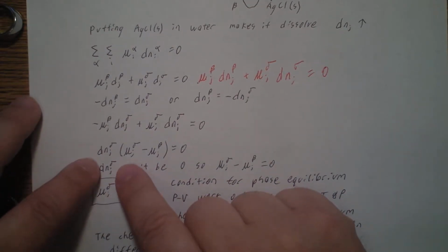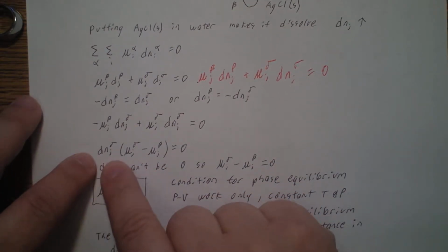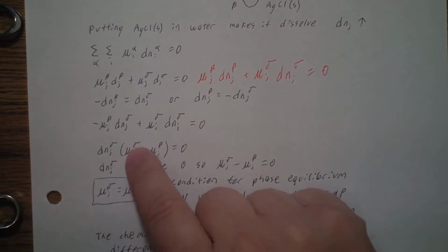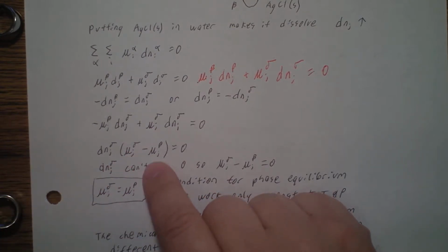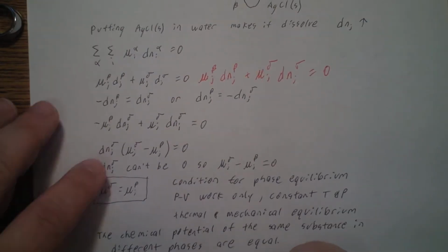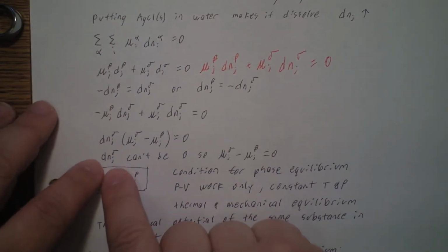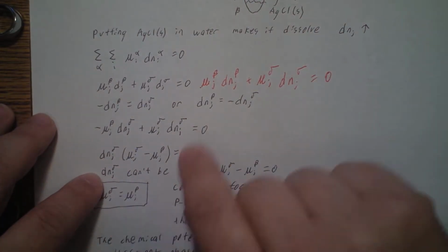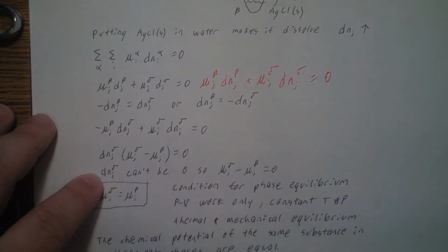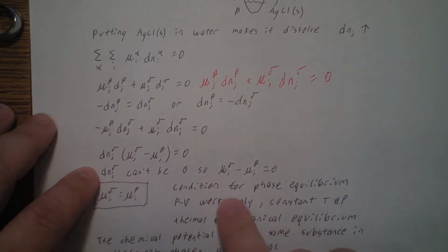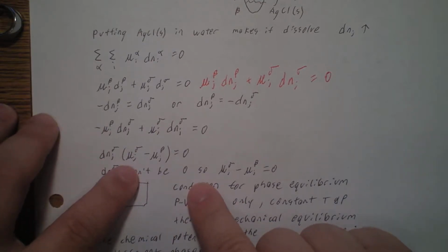So now we can factor that out, and we can say the differential of the number of moles of substance J in phase delta times the difference between the chemical potential of substance J in phase delta minus the chemical potential of substance J in phase beta is still equal to 0. Now, we're not at equilibrium yet, so the number of moles moving is not 0. So the differential of the number of moles of substance J in phase delta can't be 0. Therefore, this other term must be equal to 0.